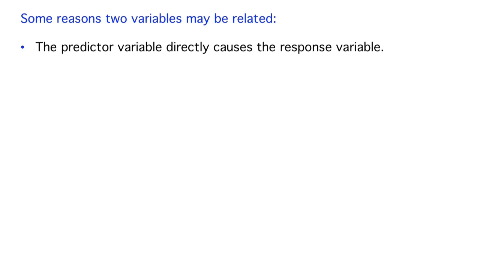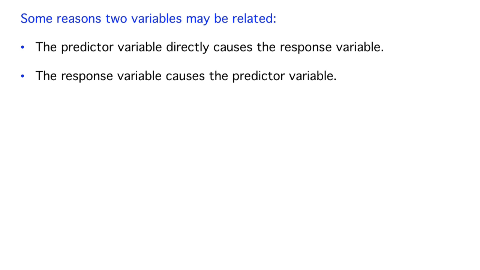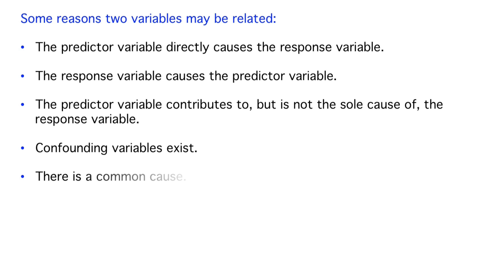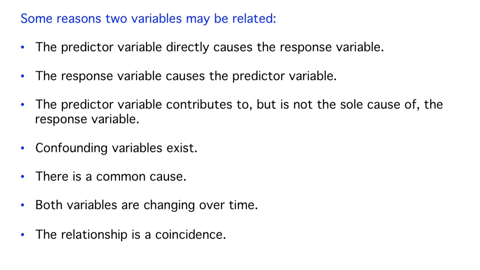There are many reasons we may see evidence of a linear relationship between two variables. It is possible, and perhaps what you might expect, that a change in the predictor variable causes a change in the response variable. But it is also possible that it's the opposite. That is, that it's actually the response variable causing the change in the predictor variable. Or maybe the predictor variable contributes to, but is not the only cause of the response variable. Maybe there is a third variable confounding the relationship, or a common cause, or both variables are changing over time. And maybe the relationship is just a coincidence.